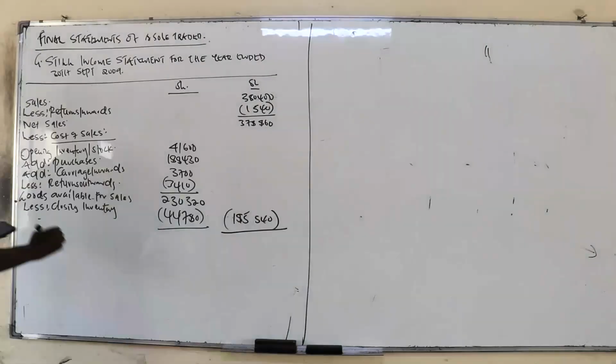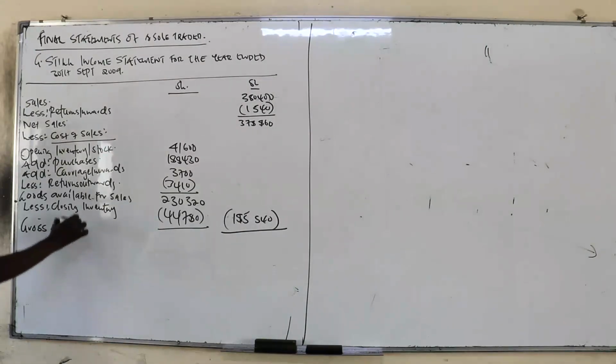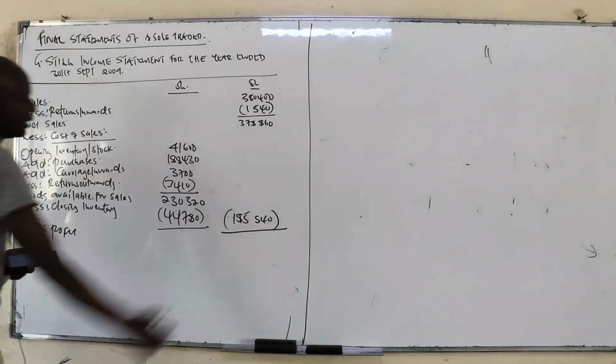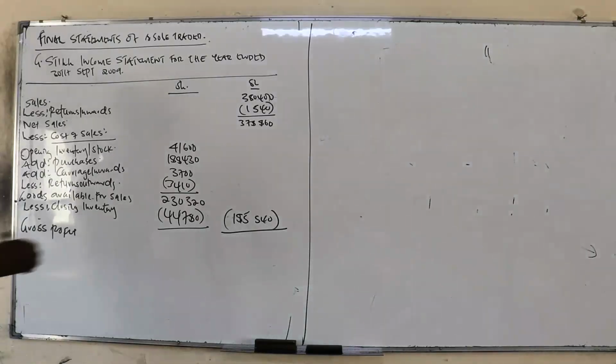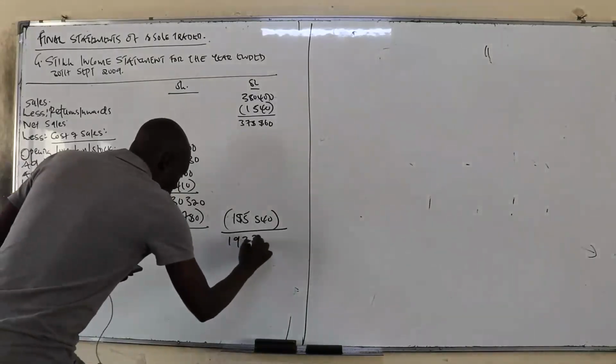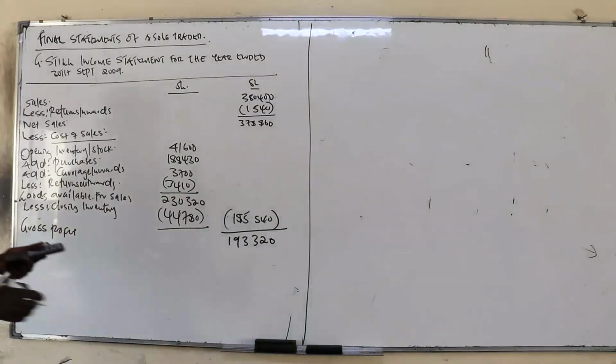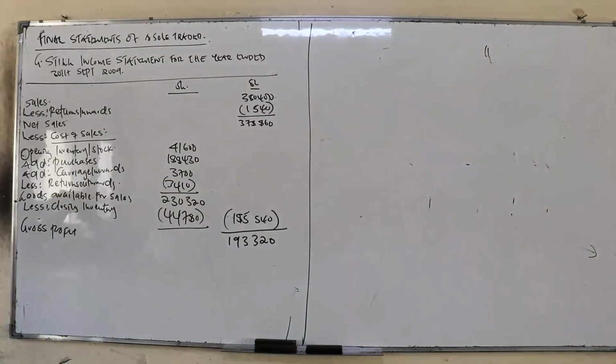Then now you get what we call the gross profit here. So the difference between the sales figure and there is the gross profits. So how much do you get? $193,320. And then you check whether we have any other income.